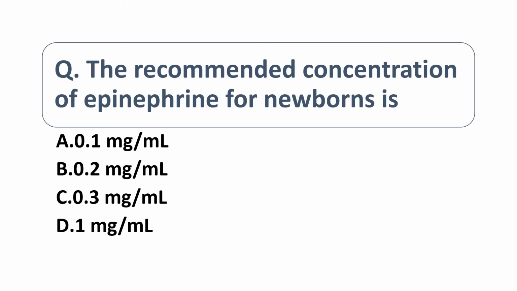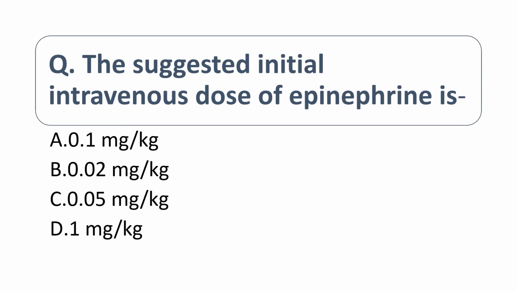In the form of an MCQ, this can be asked: what is the preferred concentration of epinephrine for a newborn? The answer is 0.1 milligram per ml. That's why we have to dilute the 1 ml adrenaline with 9 ml normal saline. What is the initial dose of epinephrine in a newborn? 0.02 milligram per kilogram.